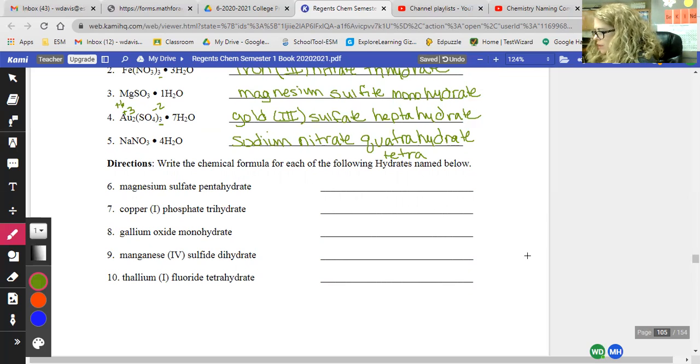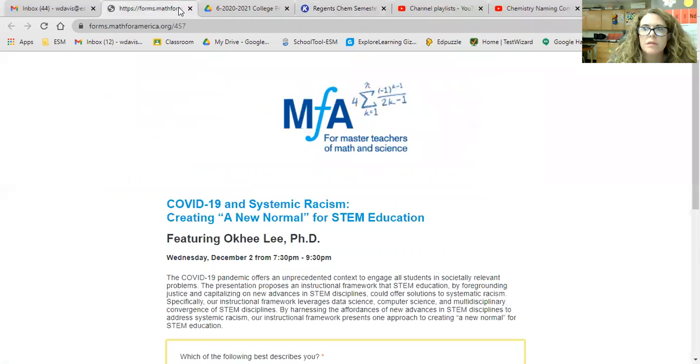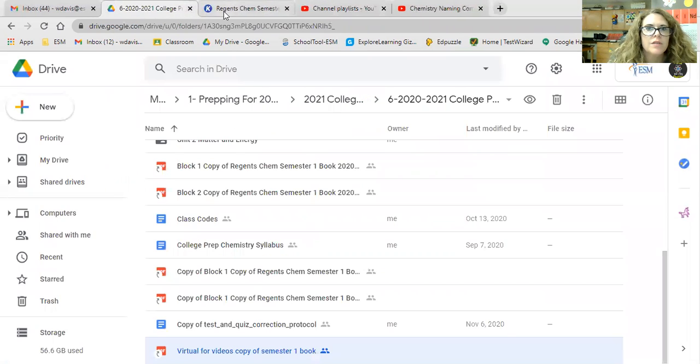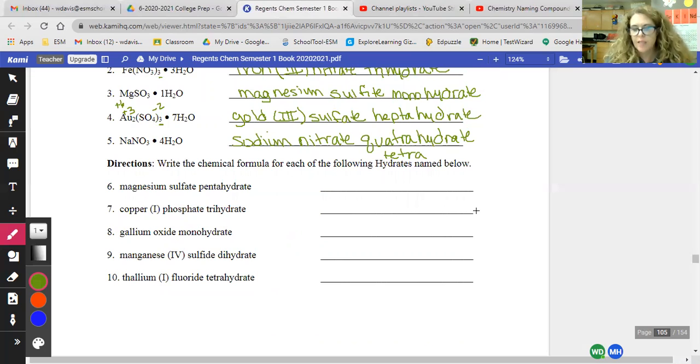Alrighty. Hold on, let me just check on this right here. Sorry, guys. 4, yep, sorry, tetra. Oops. Let me screen share. You don't want this screen. I need to go back to my other screen here. Okay, so it is tetrahydrate. Sorry, guys, it's not quadrahydrate. I was thinking more Latin at the time.